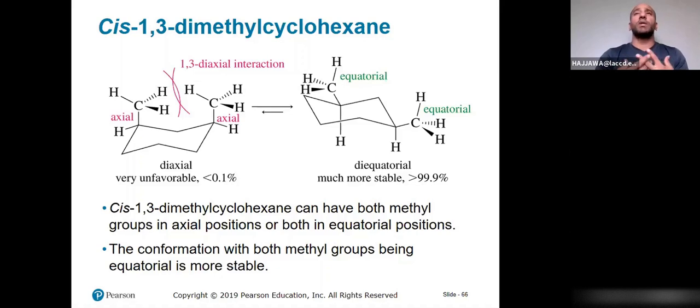If the question is asking me to draw the least stable chair conformation of a cis-1,3-dimethylcyclohexane, I have the choice to draw both of them up or both of them down in the axial position. If I have the axial position here and there, that will also be accepted, because that structure is also the cis-1,3-dimethylcyclohexane.